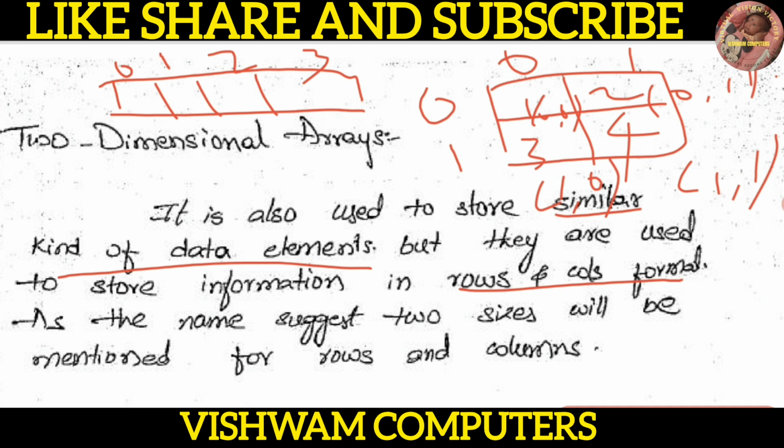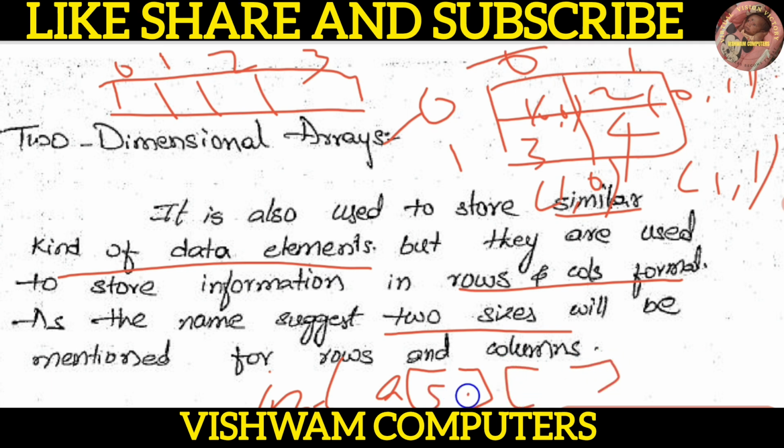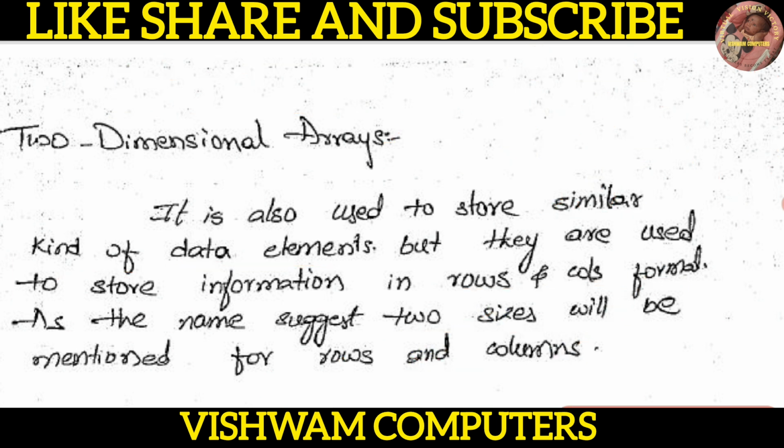As we have suggested, we mention two sizes. For example, for a single array you give int a of size, but since we will have rows and columns, we mention the second one also: int a of size and size. This size is for rows, this size is for columns. Now we'll see how the declaration will be.